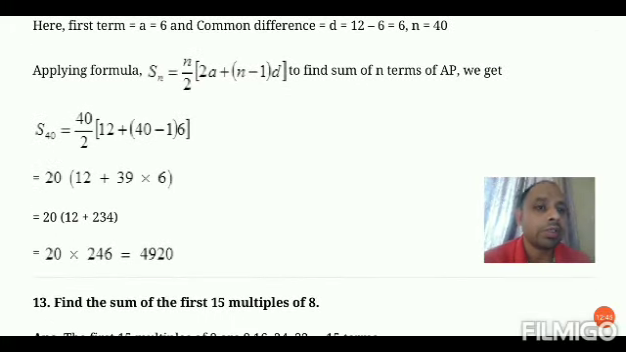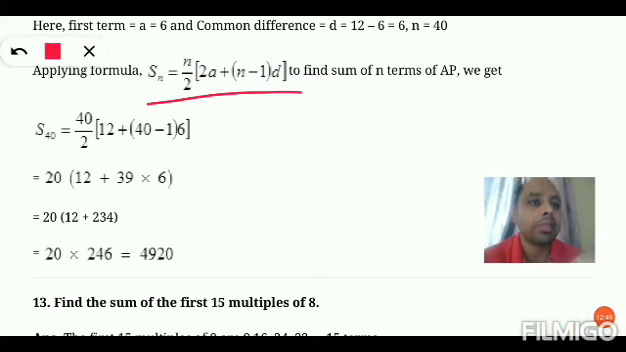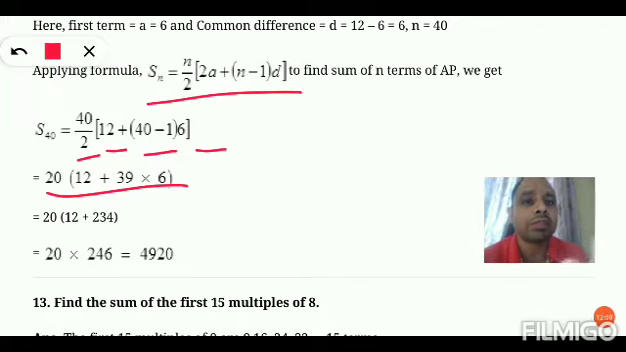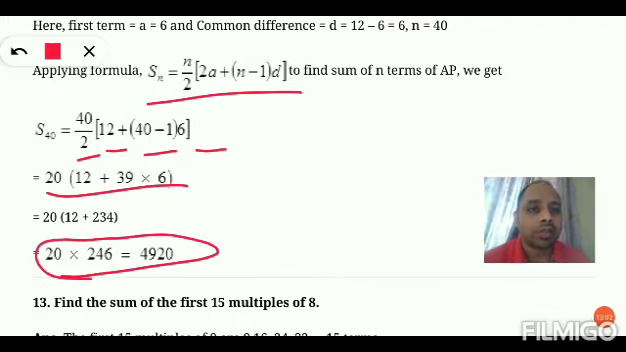Substitute all the values in the given formula. Sn is given by n by 2 in the bracket 2a plus n minus 1 d, where n is 40. Therefore 40 by 2, first term is 12, and 40 minus 1, that is 39, into d which is 6. If you simplify this one, you will get S40 as 4920.